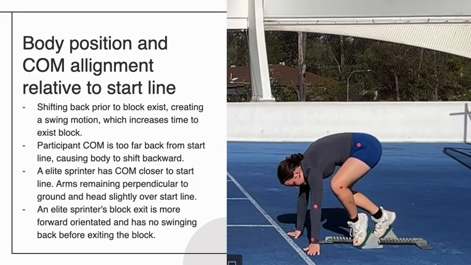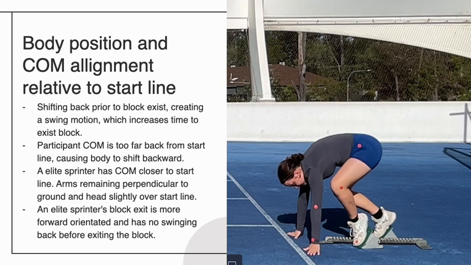Body position and center of mass alignment relative to the start line. In the video here, we can see that the participant shifts back a bit, creating a swinging motion backwards, which seems to have an effect on her performance exiting the block.